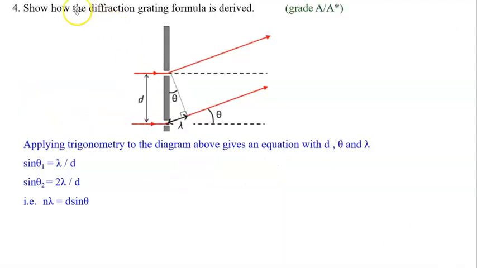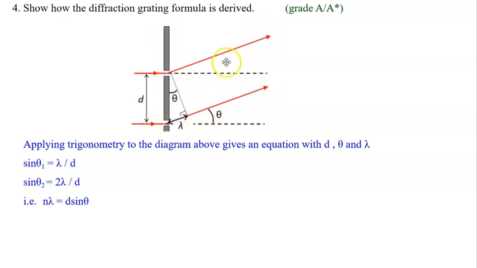Okay, so question 4. On some specifications you're expected to do this derivation. On others, this would be an extension question, A star. So we've got 2 slits. The separation is d, as we know. The reason they meet in phase is because this one here has to travel slightly further by lambda, by the wavelength, which is why they meet in phase.